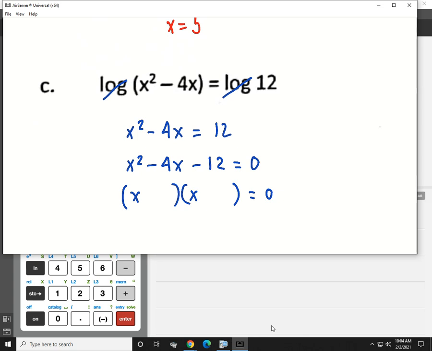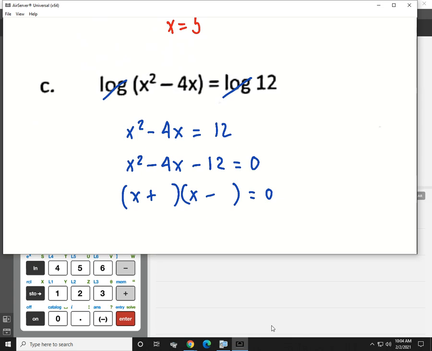Then we always looked at this sign, remember? It's a negative. So what's that tell me? That one of these has to be positive and one of them has to be negative. They're working against each other, right? So they're multiplying to get negative 12. They're combining to get negative 4. So what we're really looking for is two numbers that will multiply to get 12 and have a difference of 4. What two numbers will multiply to get 12, have a difference of 4? 6 and 2. That's it.